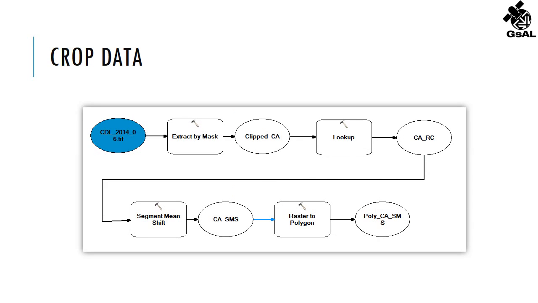The first step in the GIS analysis was to take the crop data layer, extract it to just the state of California, and then reclassify the crop values to more general ideas. For instance, several types of rice would be classified into a rice category, different kinds of grains would be classified into a grains category. The next step from there was to use segment mean shift to reclassify the raster in a simpler manner based on neighboring cells. We then converted the raster to a polygon.